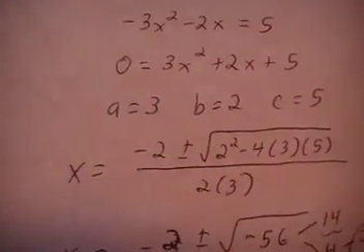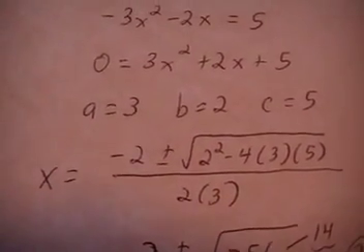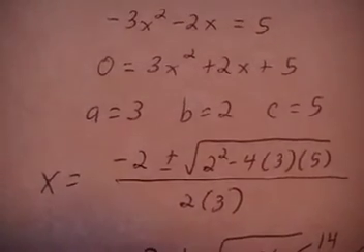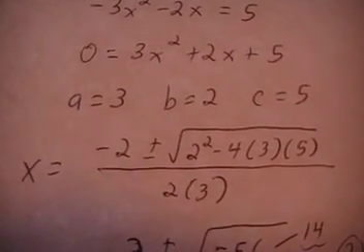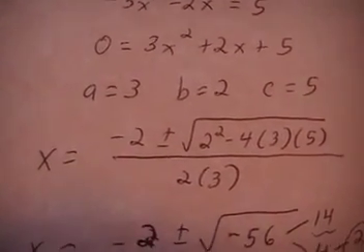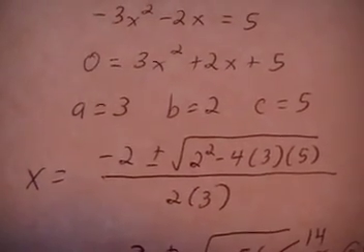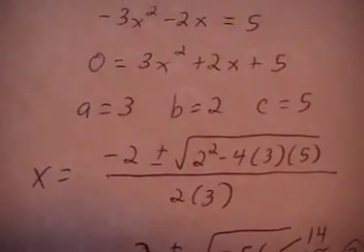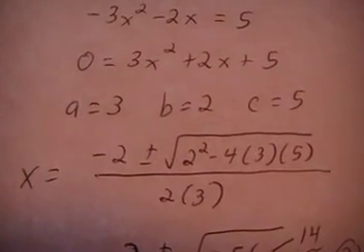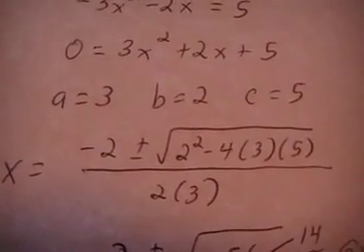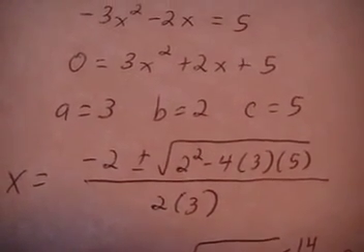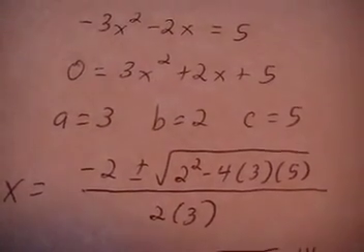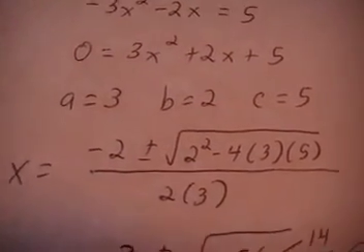So going to the quadratic formula, it's the opposite of b, plus or minus the square root of b squared minus 4ac all over 2a. So the opposite of 2 is negative 2, plus or minus square root, 2 squared minus 4, that minus 4 is always part of the formula, times the a, 3, and times the c, 5, all over 2 times 3.